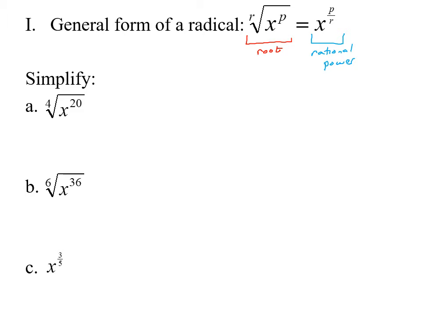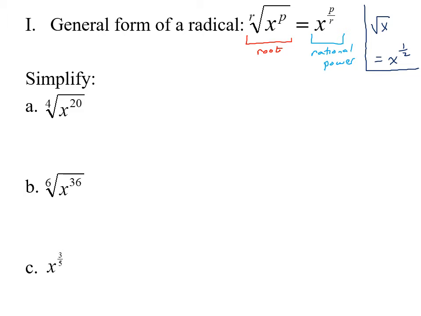If the r is not listed, it is understood to be a 2. And if the p is not listed, it's understood to be a 1. So for instance, if you just had the square root of x, there's no 2 in front, there's no 1 on the x, but that is the same thing as x to the 1/2. They are the same thing. This pops up a lot in various courses as you go on beyond this course. So when it says to simplify, what they usually mean is to switch from one to the other, either change it from the root formation to the rational power, or the other way around.